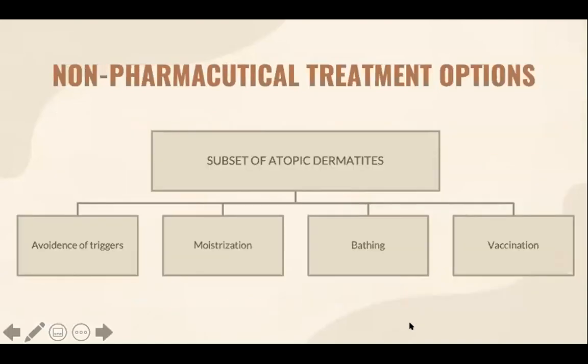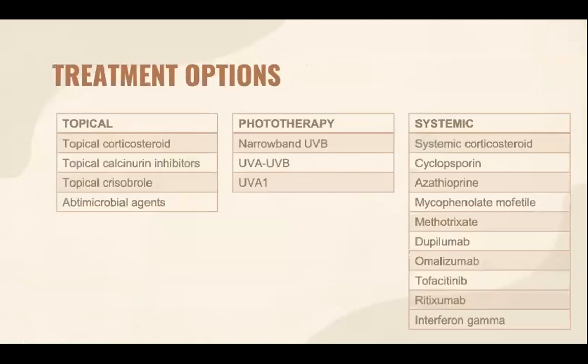So again, we have avoidance of triggers, frequent moisturization, bathing, and vaccination. Regarding the pharmaceutical treatment options, we have the topical treatment: topical corticosteroid, topical calcineurin inhibitor, crisaborole, and antimicrobial agents for secondary infections. Phototherapy, including narrowband UVB, UVA, UVB, and UVA1. In addition to systemic treatment options in terms of systemic corticosteroid, cyclosporin, azathioprine, MMF, methotrexate, tocilizumab, omalizumab, tafasitamab, rituximab, and interferon gamma.